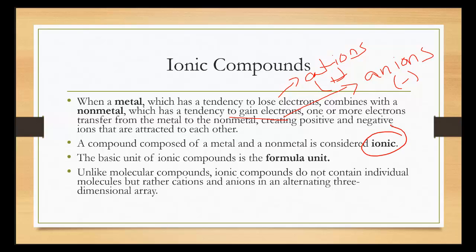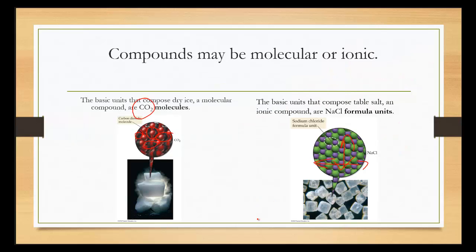The basic unit of an ionic compound is the formula unit. Unlike molecular compounds, ionic compounds do not contain individual molecules, but rather cations and anions in an alternating three-dimensional array. We saw that in that previous picture. The ions kept going on and on and on rather than having distinct beginnings and ends.